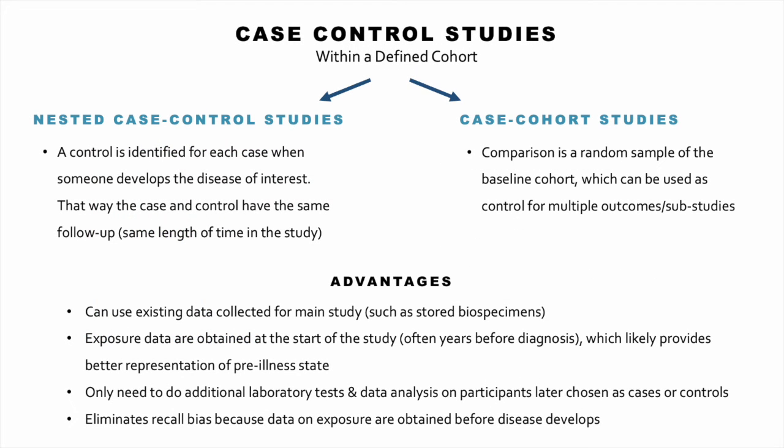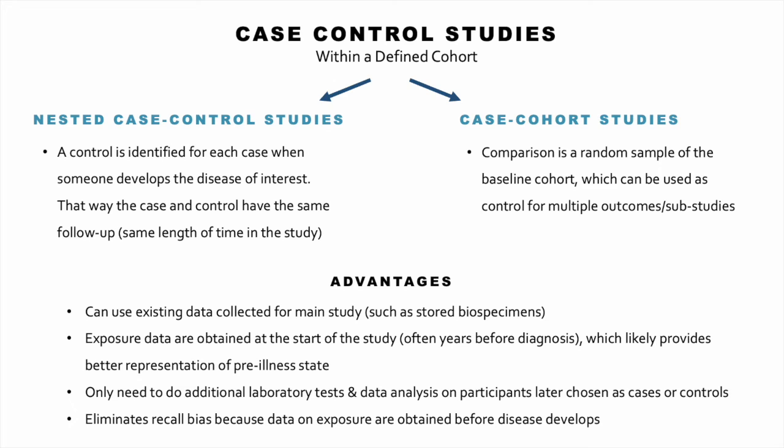Case control studies within a cohort study combine the advantages of cohort and case control studies. You use a large cohort study where you're following a big population of people over many years and do a sub-study from those people who are already enrolled in the bigger study. In a nested case control study, every time someone develops the disease you want to study, at that point in time, you identify a control for that individual who just got the disease from your bigger study population. That helps make sure the case and the control have the same length of time in the study.